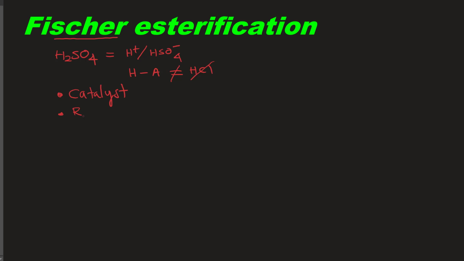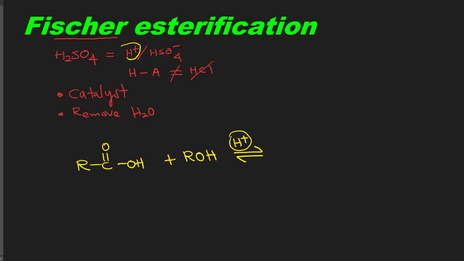It cannot be the water scavenger. So the sulfuric can do both things. That's why sulfuric is the catalyst in this case. So that's Emil Fischer's findings 200 years ago. And what he did: carboxylic acid and alcohol, heated with sulfuric, will end up with an ester and byproduct water.